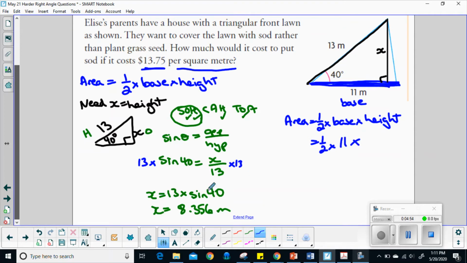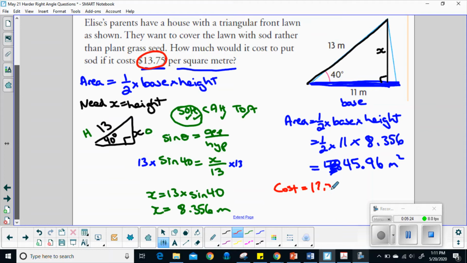times my height, which is my X, which was my 8.356. Pop that all in your calculator and you should get 45.95896 meters squared. So to get our cost, remember our cost was 13.75. So that's our cost times our area.